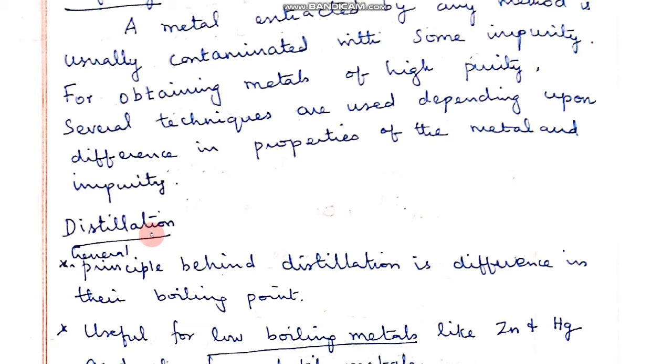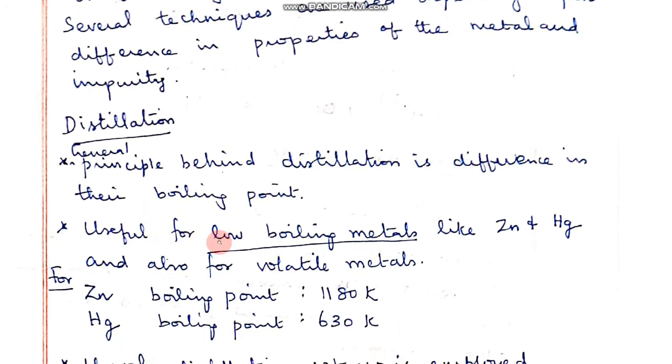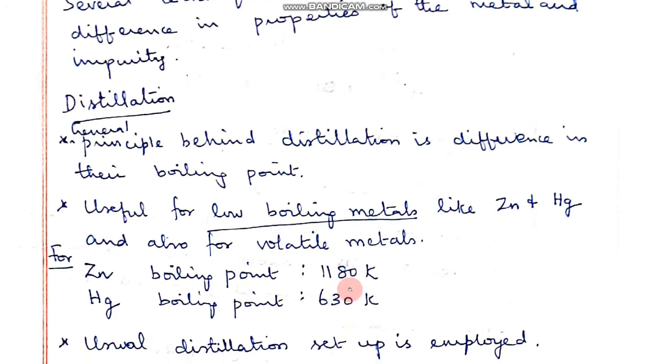So here the difference in the boiling point is the original distillation principle, but in this case we are going to use it mainly for low boiling metals. That means metals like zinc and mercury. I have also mentioned the boiling points of zinc and mercury, and they are also volatile metals.